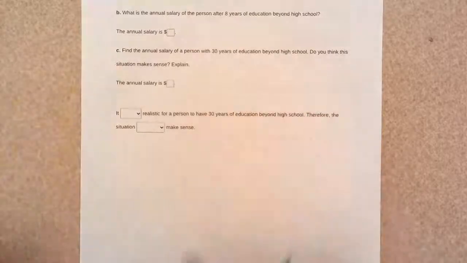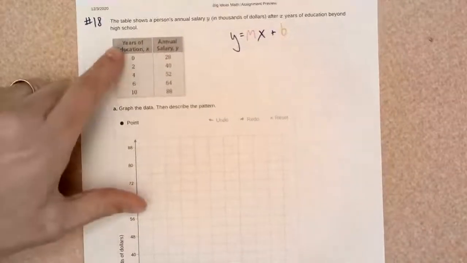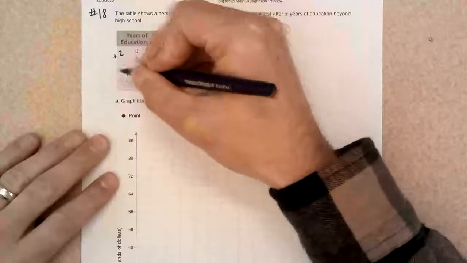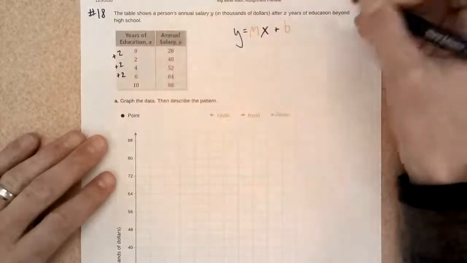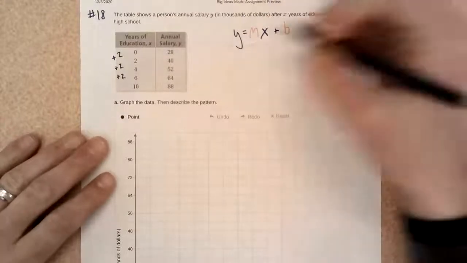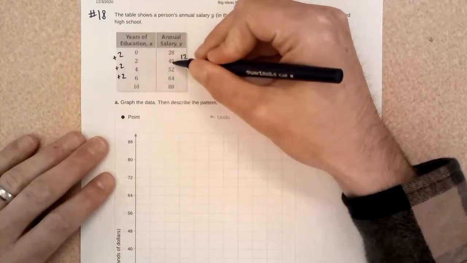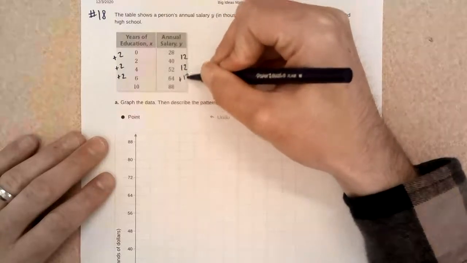All right. So first of all, let's look for a pattern here. On the x-axis, education, I can see that it's going up 2 each time. Do you see that? We're going 2, 4, 6, 8. Every time we're adding 2. On the y-axis, the salary, I am going up by 12 each time.